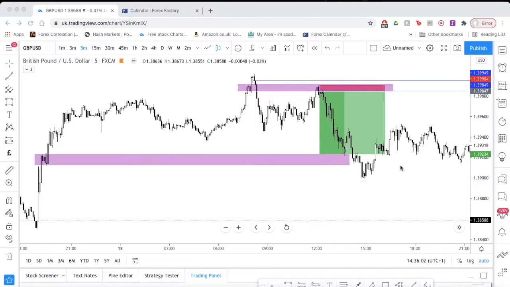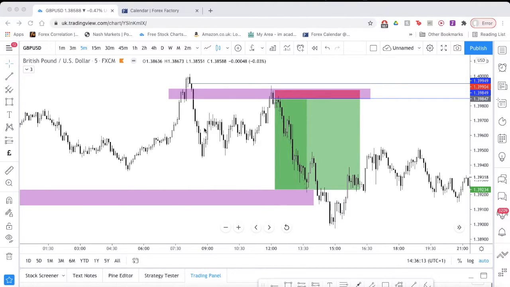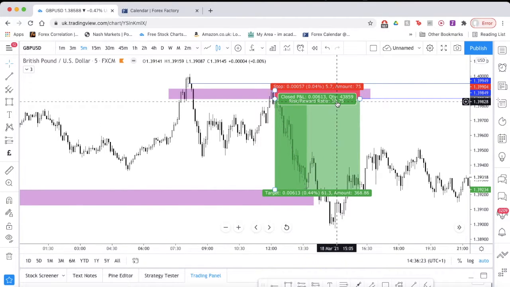In this particular video, I'm going to show you how I was able to catch this intraday sell entry, which you guys can see right now. This sell entry was on GBP, the Great British Pound against the US dollar. And in this trade, I was able to achieve a 1 to 10 risk to reward ratio. As you can see, it was a 1 to 10.75.